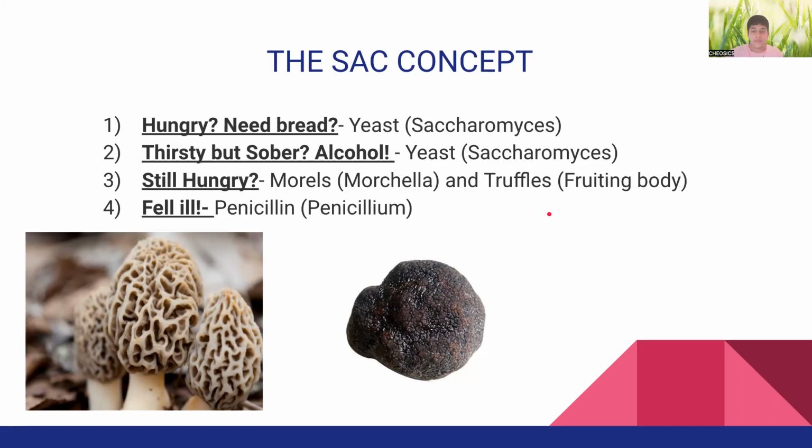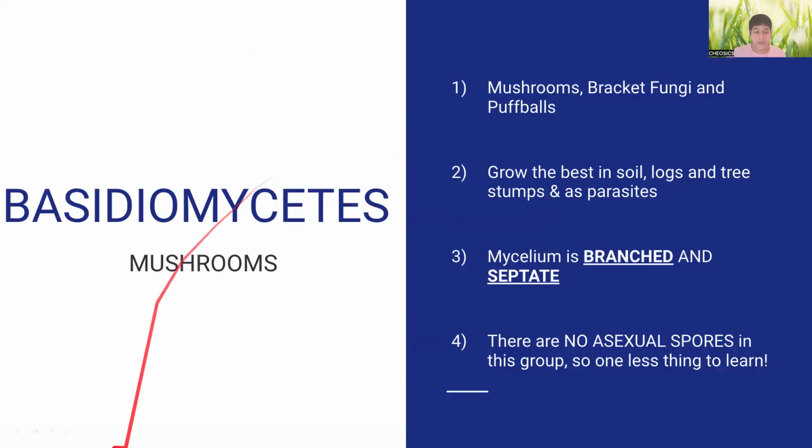After this, what we have is Basidiomycetes. What are your Basidiomycetes? They're the most common thing you can visualize after listening to the word fungus. So Basidiomycetes are the mushrooms, bracket fungi, and puffballs. So what happens here is that they grow the best in soil, on logs, on tree stumps, and they sometimes grow as parasites. I'm not aware of mushrooms growing on people. So parasite, you have to remember it that way. This can be a plant parasite also. So soil, logs, tree stumps, parasites.